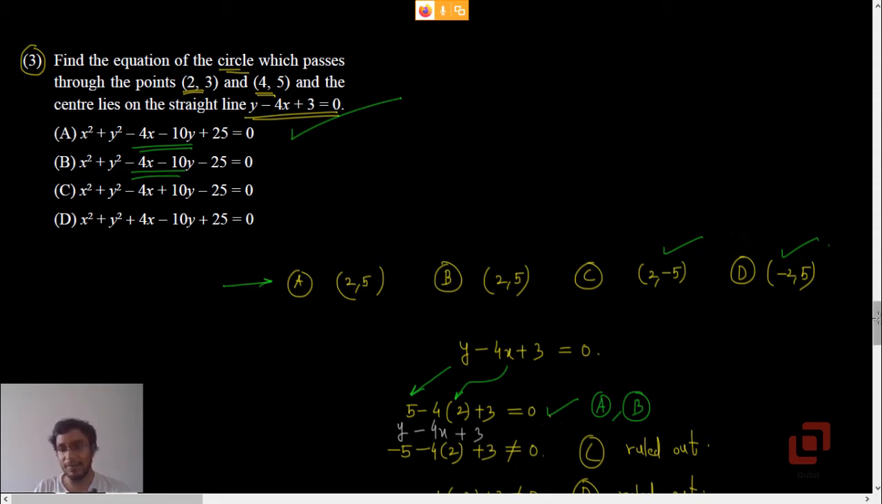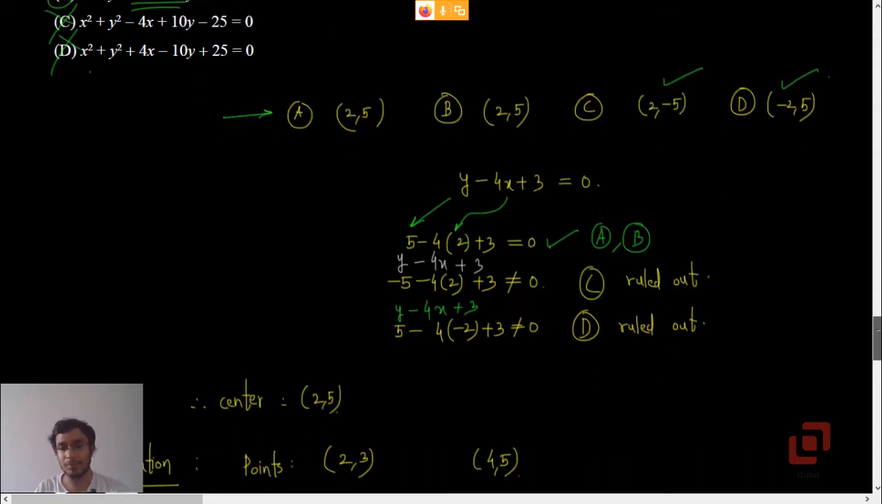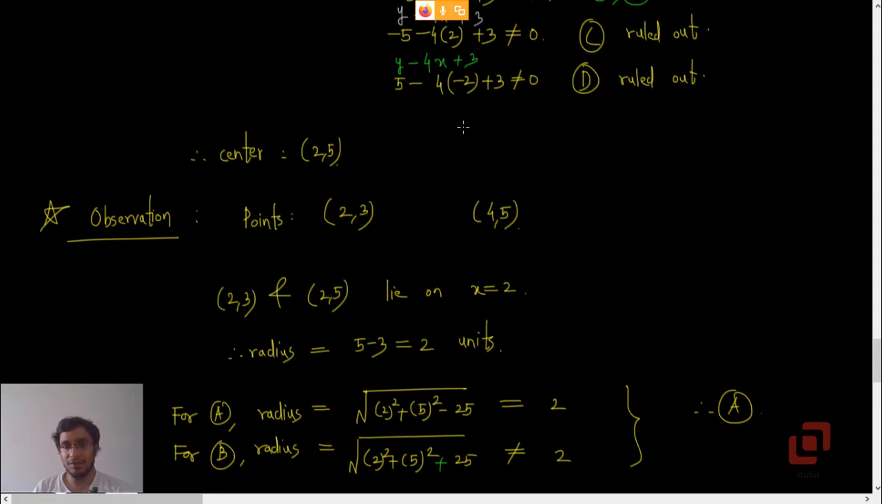And if you check for D, (negative 2, 5), you will find that D also does not satisfy the equation of the line. Correct? The y coordinate is 5, the x coordinate is minus 2. So 5 plus 8 will be 13, 13 plus 3 is 16. So again not equal to 0. So C and D are ruled out. So it is either option A or option B. So from these options, it is now confirmed that the center of the circle is at the point (2, 5).